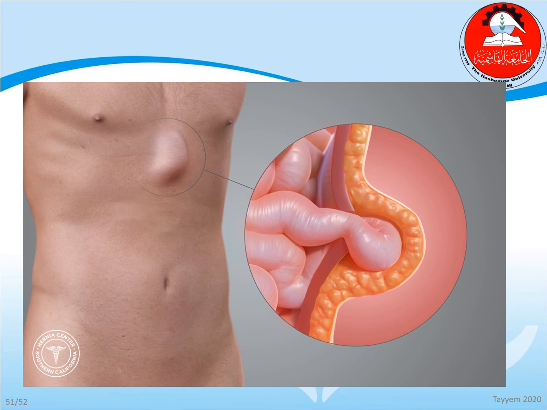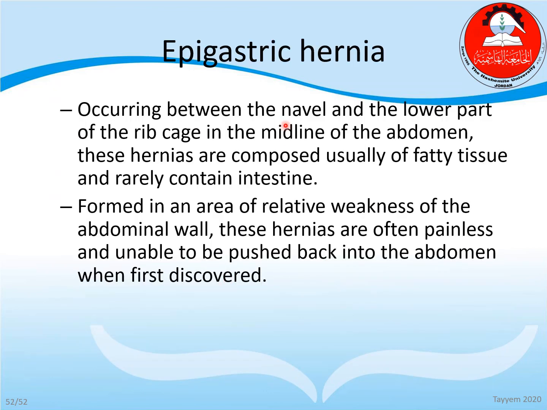This is an epigastric hernia, and these hernias usually occur anywhere between the umbilicus and the lower part of the rib cage, in the midline, and usually they contain fatty tissue, and they represent weakness of the linea alba or the scar tissue in the midline. Usually they are painless, but on the other hand, usually they are irreducible as the patient is unable to push them back into the abdominal cavity.